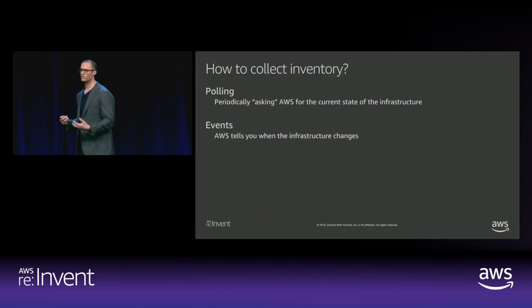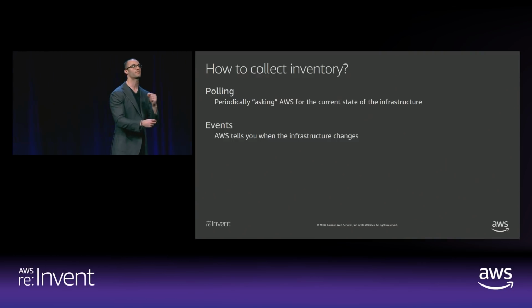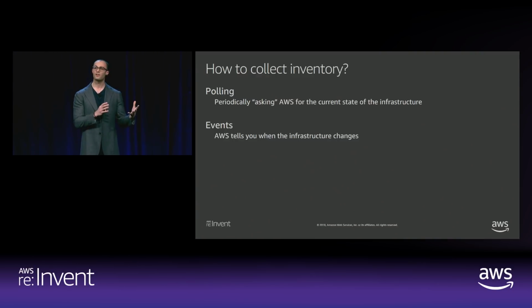So how can we collect inventory? Well, there's two main approaches. There's a polling approach, where you periodically ask AWS, what's the state of my infrastructure? And we're going to call this the are we there yet approach to inventory collection. And then there's an event-driven approach where AWS will actually tell you when your infrastructure changes.